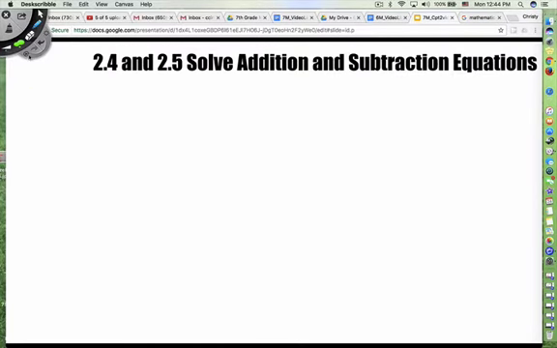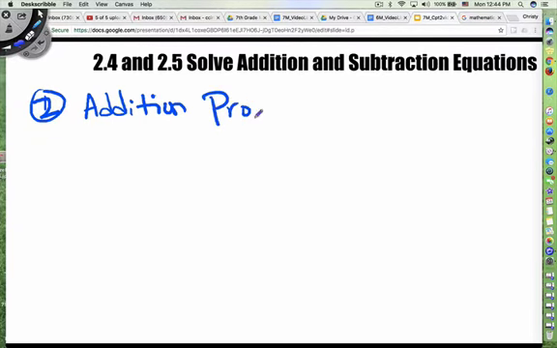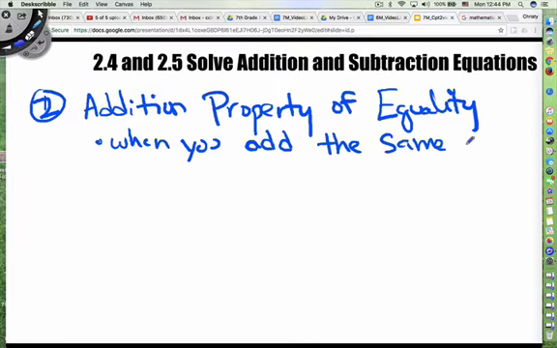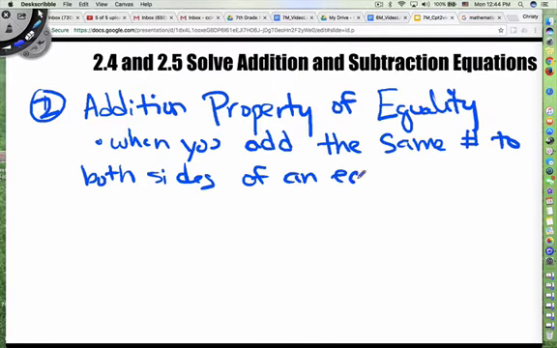Now let's look at the other property. So property number 2, I believe I wrote for you in blue. So number 2 is now the addition property of equality. Let's get it in those notes. Okay, addition property of equality, meaning when you add the same number to both sides of an equation, you will have a true statement.